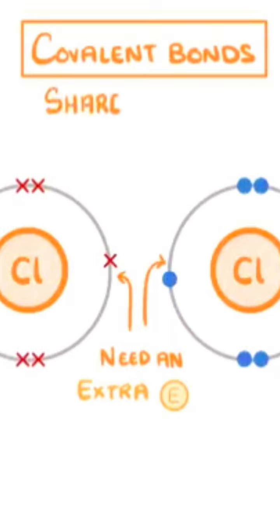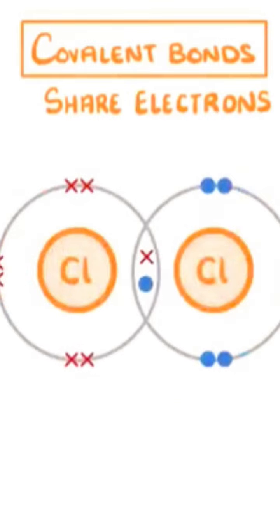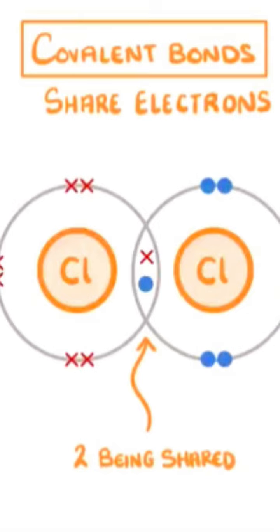Instead, what they can do is share some electrons, and as each atom needs one extra electron, they each share one of their own, so that together two are being shared, and they each get one extra.